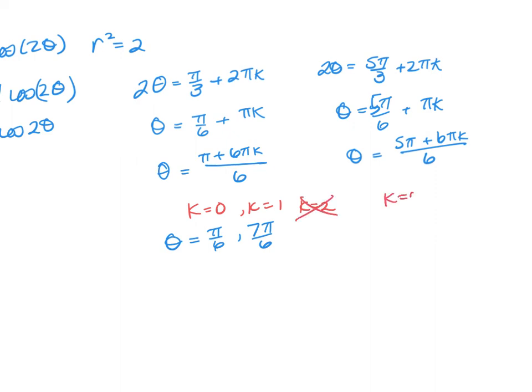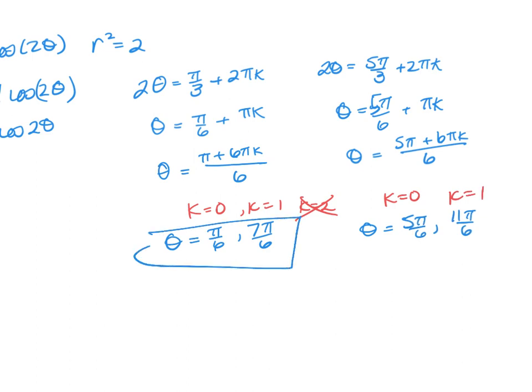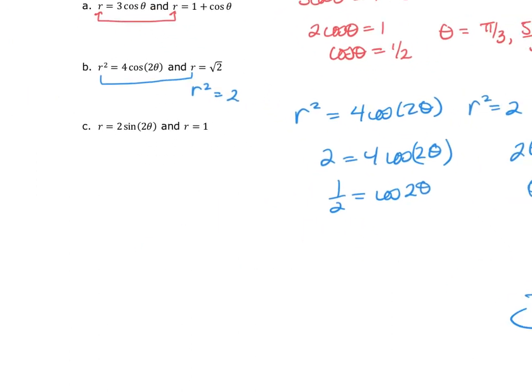Come over here, k is equal to 0. We get theta is equal to 5 pi over 6. We have k is equal to 1, and we have 11 pi over 6. So here are all of my solutions for where those two graphs intersect.